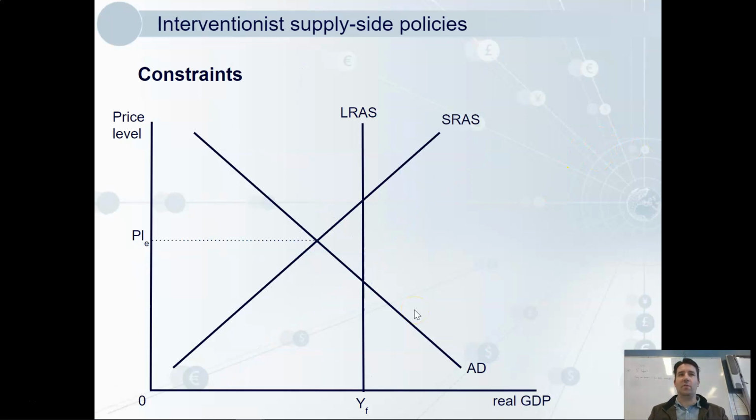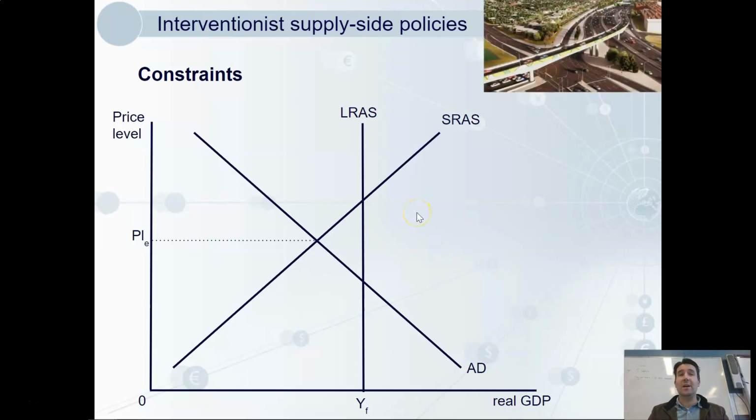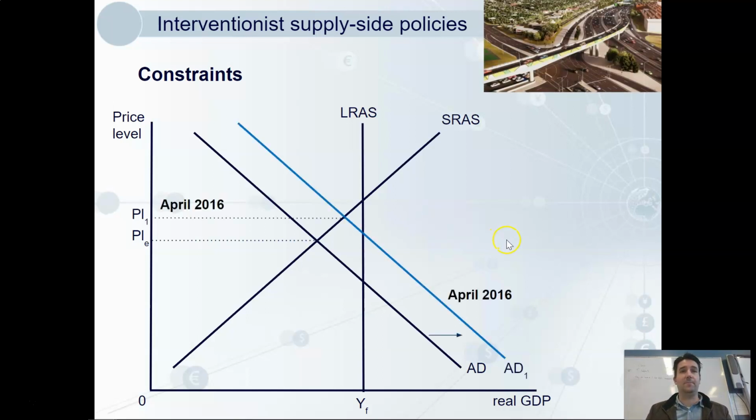Looking at the diagrams we've drawn, interventionist supply-side policies seem like they're pretty good, but there are some constraints. Firstly, what's the first curve that moved in all of these policies? It was the AD curve. So let's take the infrastructure project in Darlington as an example. That was started in April 2016. So that's when a lot of the money started getting spent, shifting AD. It then took 4 years before any supply side benefits were realized.